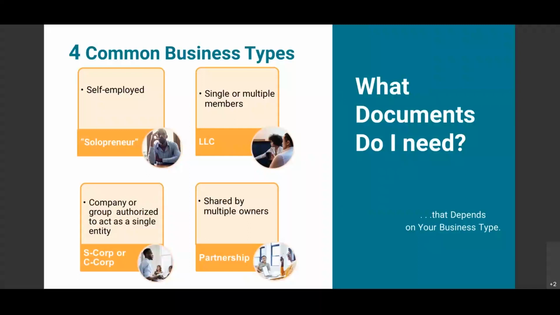And then there's the LLC, which is a limited liability company, and it's somewhat of a hybrid because depending on your tax filing, you may do something similar to the solopreneur, or you may do something similar to the S Corp or C Corp. And then, of course, finally, there is the partnership, which is usually at least 2 members or 2 owners of an organization.